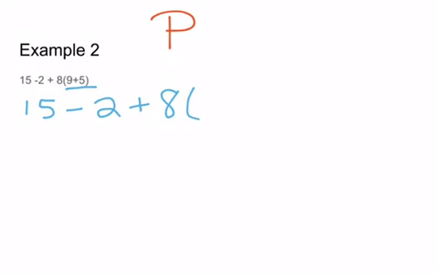Here's another example. Again, we're going to start with parentheses or grouping symbols. Well, we have one of those right there. So we need to take care of that first. So we're going to end up with 15 minus 2 plus 8, and take care of what's in parentheses. 9 plus 5 is 14.